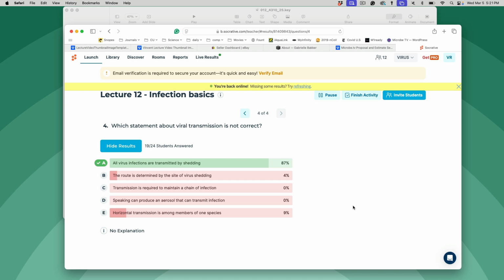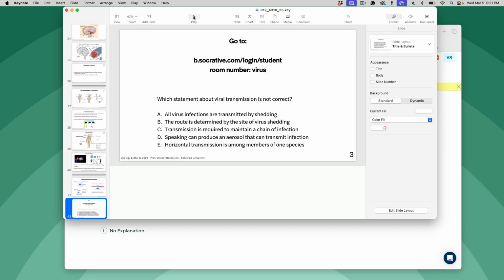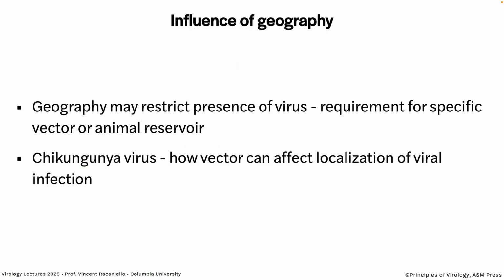All right, most of them are transmitted by shedding is not wrong. It's not right. The others, the route is determined by the site. Transmission is required to maintain a chain. Speaking can produce an aerosol. Horizontal is members of one species. That's all correct.